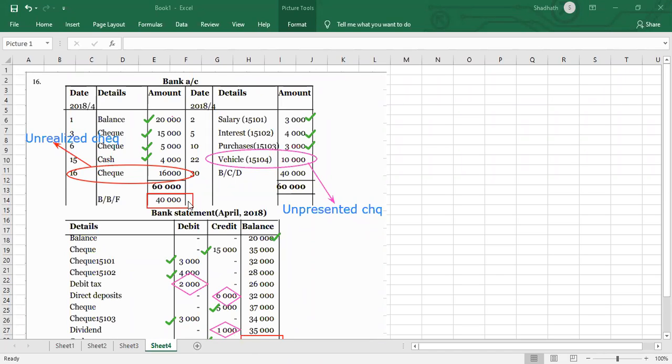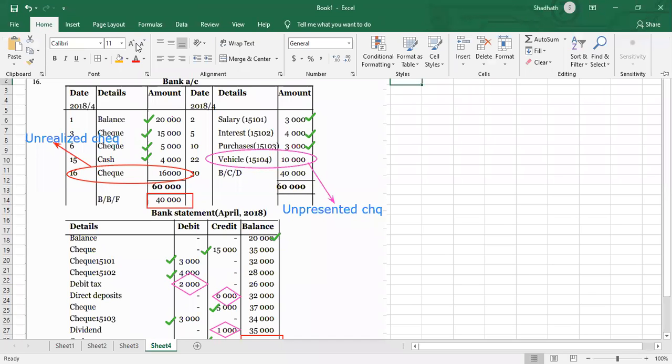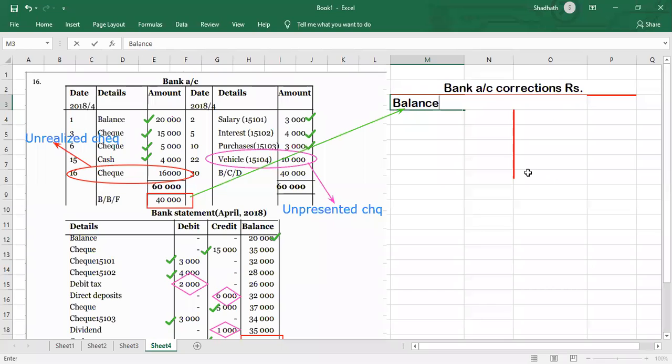So what do we have to do now? First point, we have to correct the mistakes on our side, in our bank account, which is prepared by us. So we have to correct our bank account first. We take our bank account balance of 40,000 here because it is wrong.